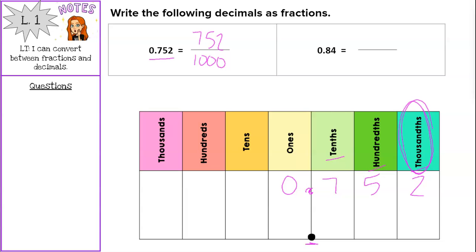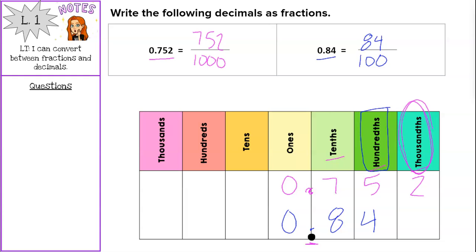And then our next example, we have 0.84, so we put that in our chart. This one ends at the hundredths, so 100 is going to be our denominator. So we have 84 hundredths.